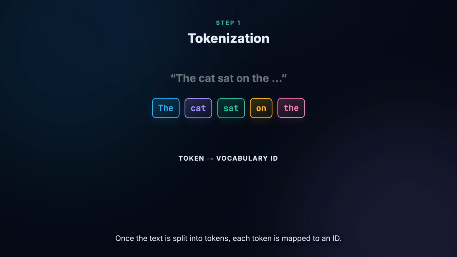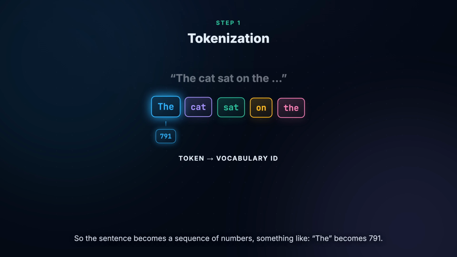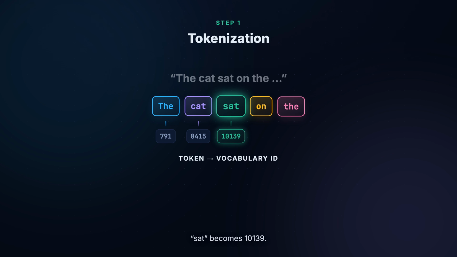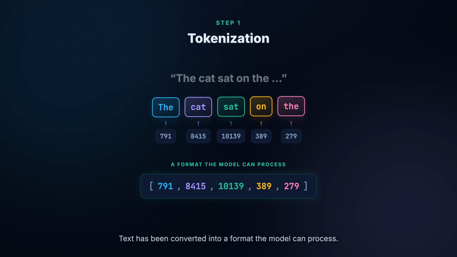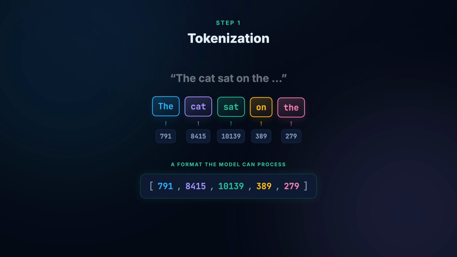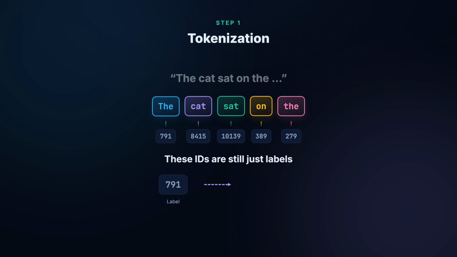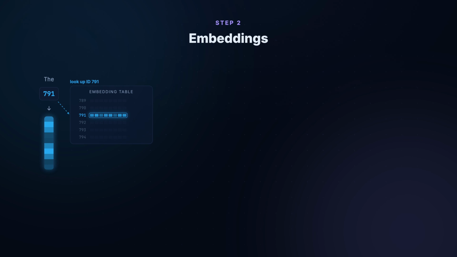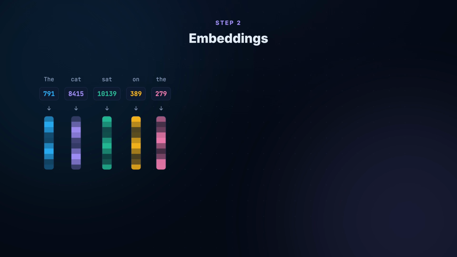Once the text is split into tokens, each token is mapped to an ID. So the sentence becomes a sequence of numbers, something like the becomes 791, cat becomes 8415, sat becomes 10139. The exact numbers do not matter. What matters is this: text has been converted into a format the model can process. But these token IDs are still just labels. They do not carry meaning by themselves. That is where embeddings come in. Each token ID is used to look up an embedding vector. An embedding vector is a long list of learned numbers. It is the model's first internal representation of that token, before context is added.